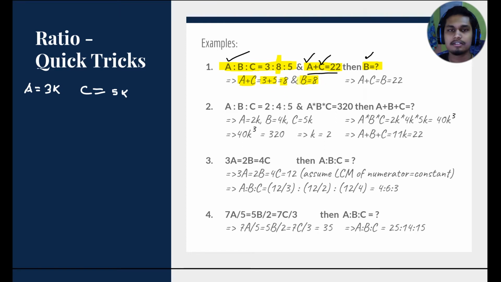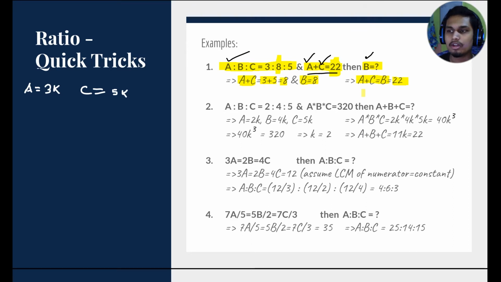So we can just conclude that A plus C is equal to B, and the value of A plus C is already mentioned, that is 22. So we can directly say that the value of A plus C is equal to B, and that is the value of B.